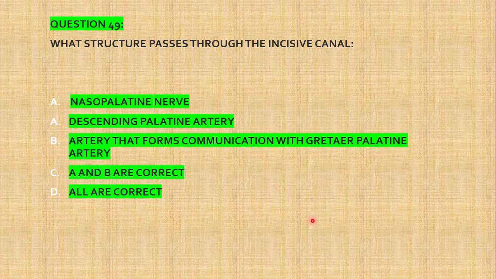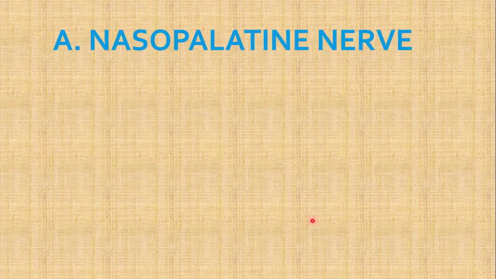Question 49. What structure passes through the incisive canal? And when you say incisive canal, it is related to the incisor. A, nasopalatine nerve. B, descending palatine artery. C, artery that forms communication with the greater palatine artery. D, A and B are correct. E, all are correct. And the answer to this question is the nasopalatine nerve. The incisive canal is so small that it can only transmit the nasopalatine nerve.